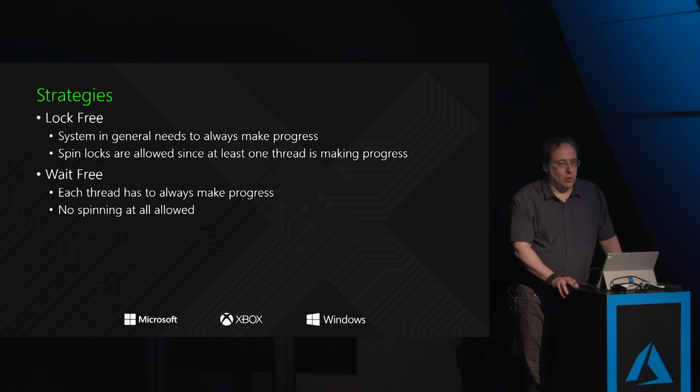The second is what's called wait-free. And these tend to be a bit more complicated. In a wait-free algorithm, the definition is every single thread has to always be able to make progress. You're not even allowed to have any little spin locks with these, like for instance, the interlocked compare and exchange, because there can be no potential of a stall on any thread ever.